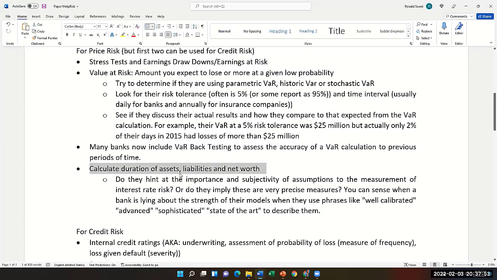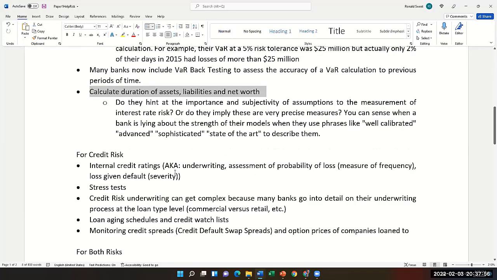I doubt you're going to find the duration of assets, liabilities, and net worth. You might do a search on the word duration and see. Most banks don't talk about this, even though I know they're doing it. Instead, they'll say that we have well-calibrated, advanced, sophisticated, state-of-the-art models, all those terms they use, which they probably do. On interest rate risk, they probably do have very sophisticated models. But rather than telling you what they actually do, they'll throw out a bunch of these words to make it sound like they're doing something really spectacular. They're all probably doing practically the exact same thing.